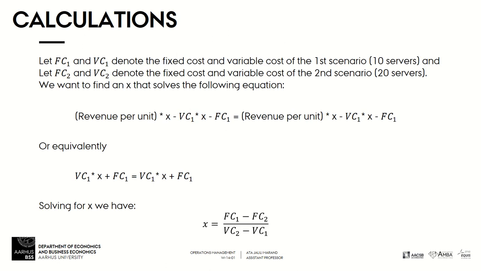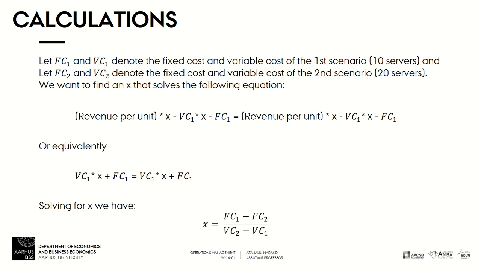Let's look at this from another point of view. When we want to calculate the indifference point, we want to calculate a point at which the profitability of the organization from 2 different alternatives is equal to each other. On the left-hand side of this equation, you can see the total profit of the organization if it chooses the first alternative.